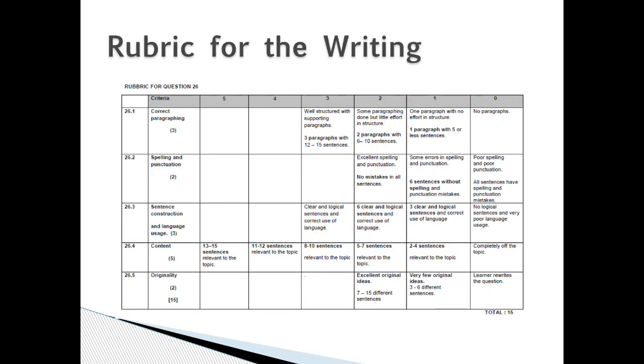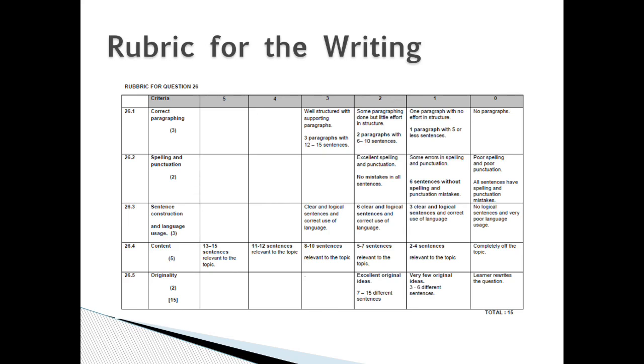In order to get full marks, you need to understand the rubric. If they're going to be giving you 3 marks for correct paragraphing, they will be looking for well-structured supporting paragraphs. There must be at least 3 paragraphs with 12 to 15 sentences. They will be checking for spelling and punctuation. You need to have excellent spelling and punctuation with no mistakes in all sentences.